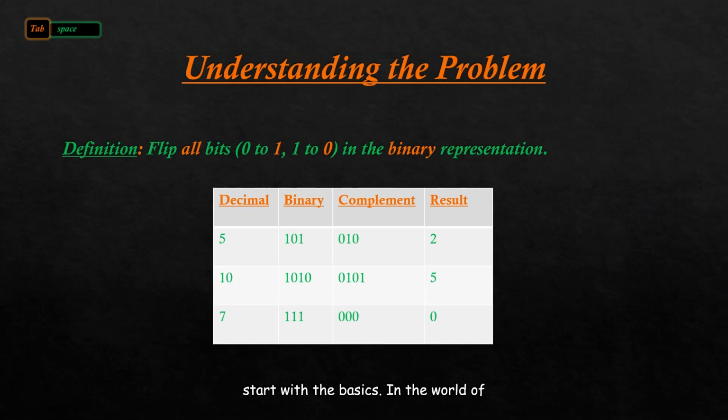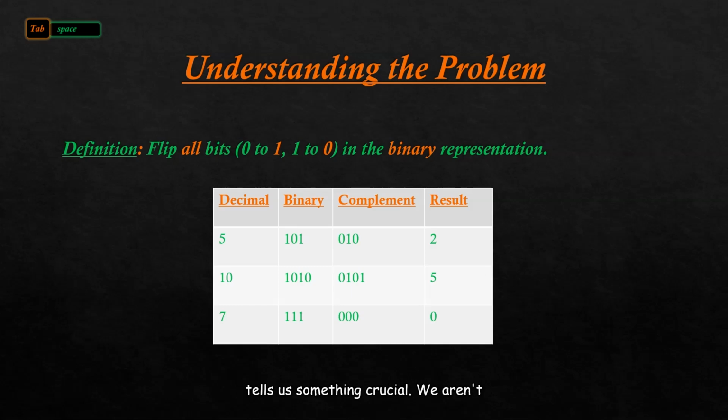In the world of binary, a complement is a mirror image. Wherever there is a 1, we want a 0 and vice versa. Take a look at the table. For the number 5 represented as 101, the complement is 010, which equals 2. Simple, right? But notice example 2. If we have 7, the complement is 0.